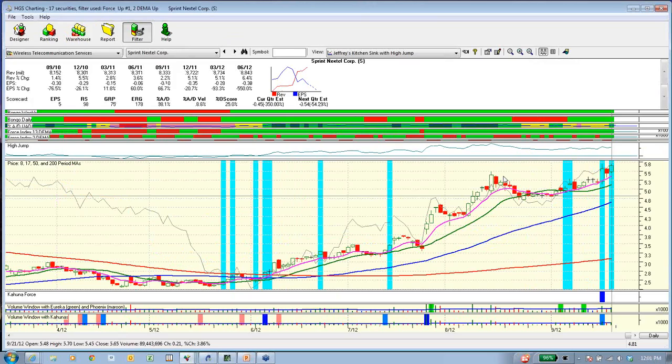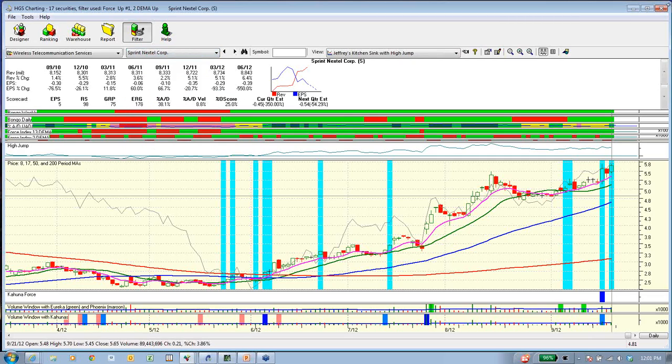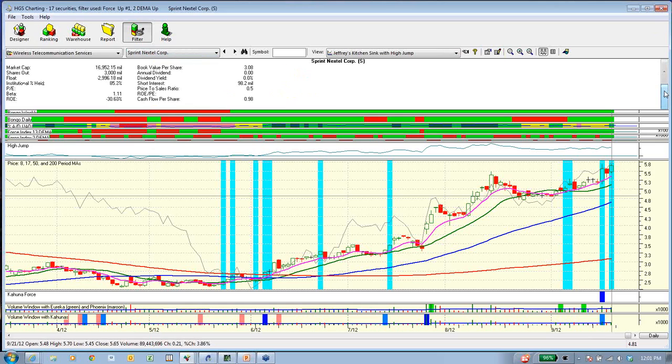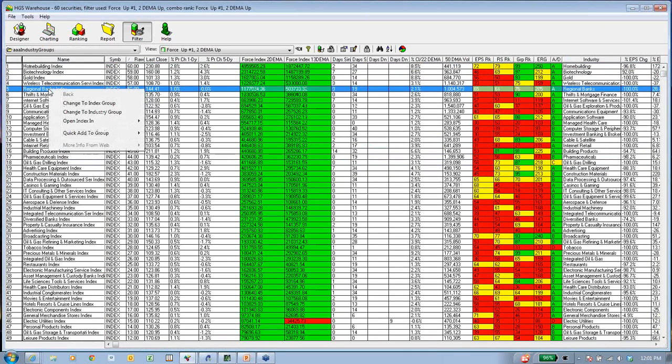Sprint Nextel, hard for me to get excited here, certainly is a nice shallow cup. I don't know if this is a little short to be a handle, but pocket pivots probably going up in the enthusiasm for the iPhone. I'm not a big fan of this group. Let me see if there's anything here that pops up to me. Yeah, I don't like any of those. There's probably a point to buying these stocks. Some of them pay dividends. I just don't know these very well.